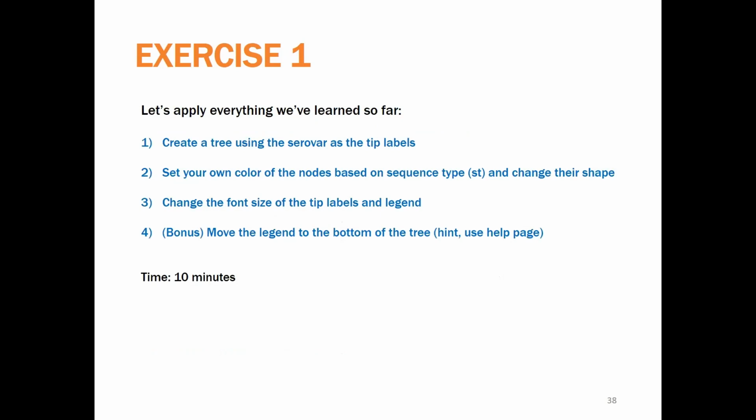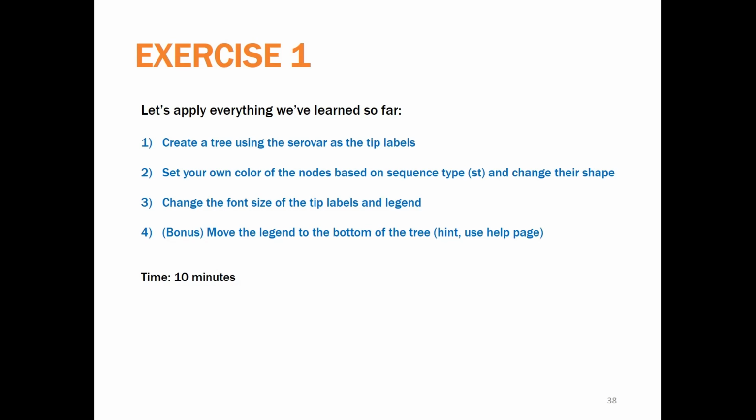So we're going to apply some of the things we learned already so far today to a little exercise. What I want you guys to do is to create a tree, this time using Surovar as the tip labels instead of the sample IDs that we had. Then you're going to set your own color to the nodes based on sequence type. And you can also change their shape. You can change the font size of the tip labels and the legend if you'd like. And then a little bonus is you can move the legend to the bottom of the tree.